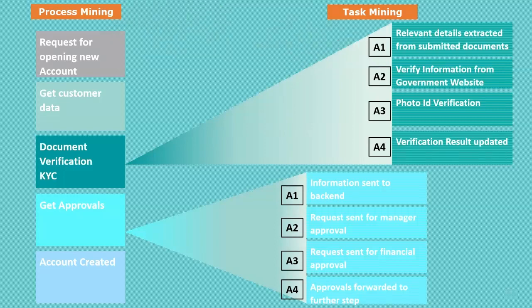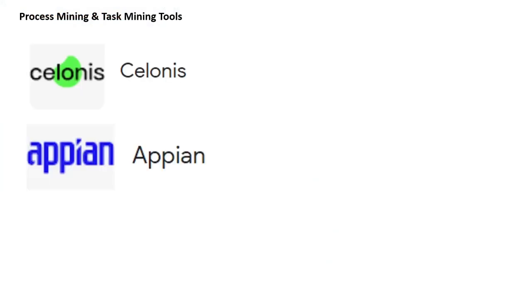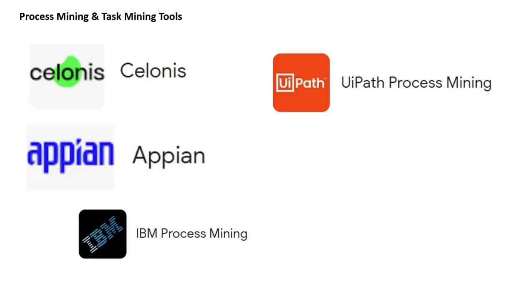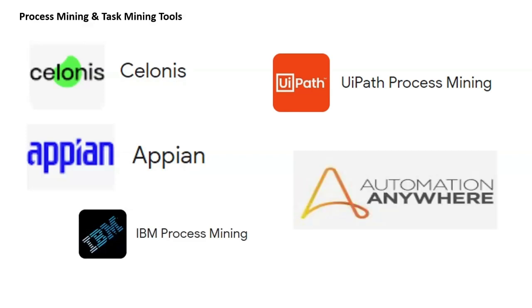There are various task mining and process mining tools available in the market like Celonis, APN, IBM Process Mining, UiPath Process Mining, Automation Anywhere, and many more.